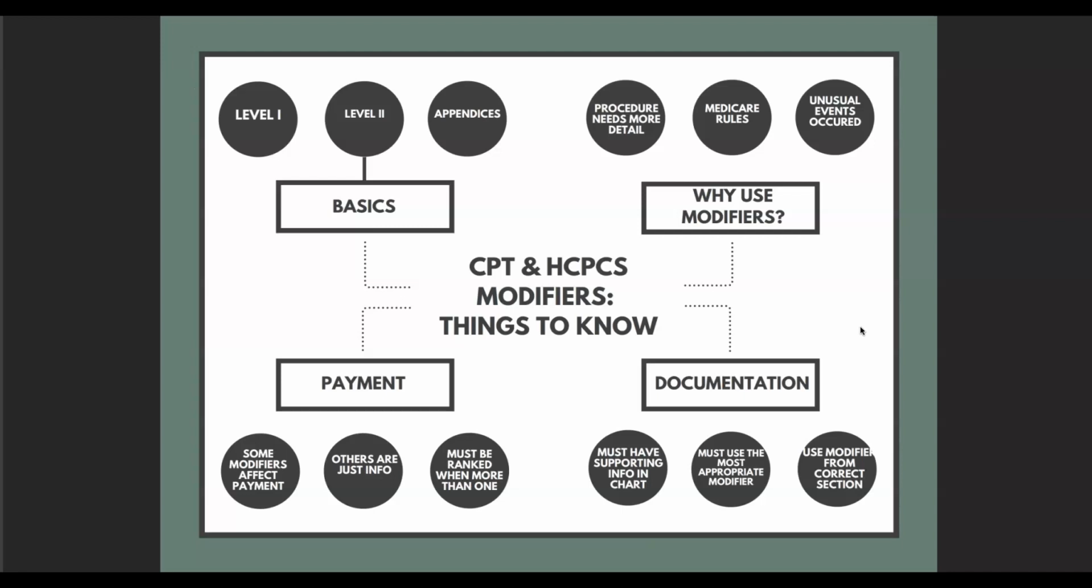You want to always make sure that you use the most appropriate modifier, and so that's why it's important to dig into that appendices and figure out which ones are important. If you are putting a modifier on an E&M code, then you want to use one of the E&M modifiers so that you're not coding with a modifier from a different section of the manual. For instance, if you're coding with a surgical modifier or a reference lab modifier, then you want to make sure that you are using the most appropriate modifier from that specific section within the modifiers chapter.